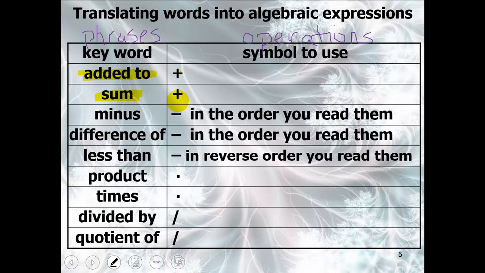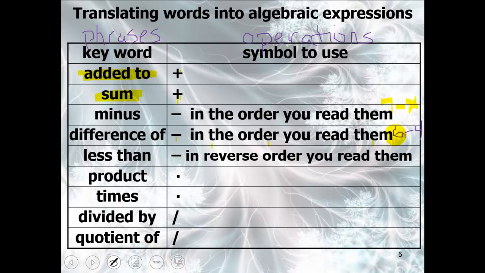Okay. If you see the word minus, we've used that word since elementary school. So minus means to subtract, or put a minus in the order that you read the terms. 7 minus x would be 7 minus x. Okay? Difference of. The difference of 6 and 4. Okay, you minus them in the order that you read them. 6 minus 4. Okay?